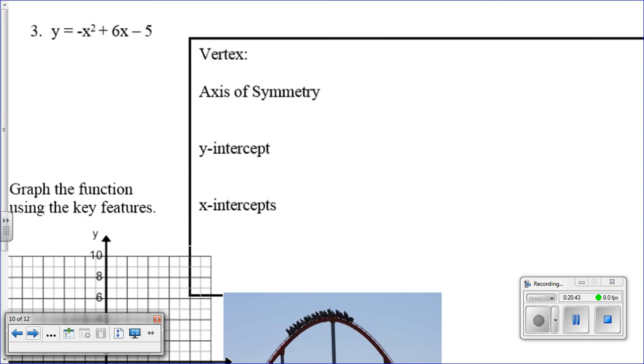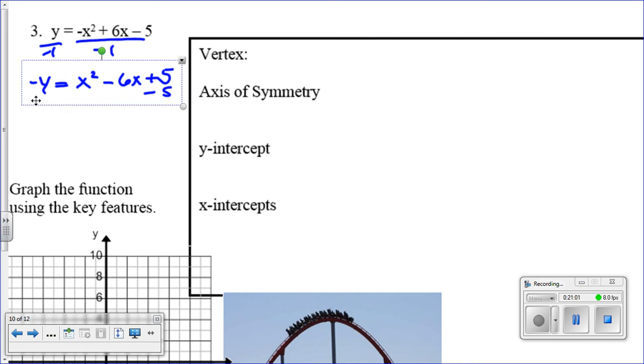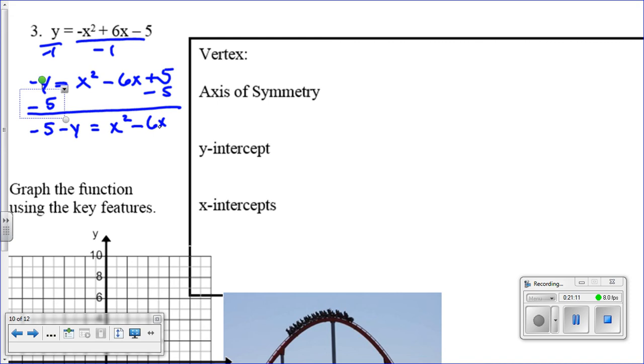Okay, last one. Uh-oh, have a little bit of a problem here because this is in standard form. So let's change this. Let's put it in vertex form first. So I have negative y is equal to x squared minus 6x plus 5. I'm going to bring the 5 over. So I get negative 5 minus y is equal to x squared minus 6x.